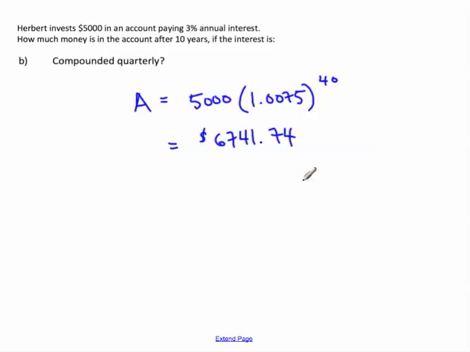So that's how to calculate compound interest. The key thing to remember is that the exponent is the number of compounding periods and that the base is 1 plus the annual interest rate divided by the number of compounding periods.